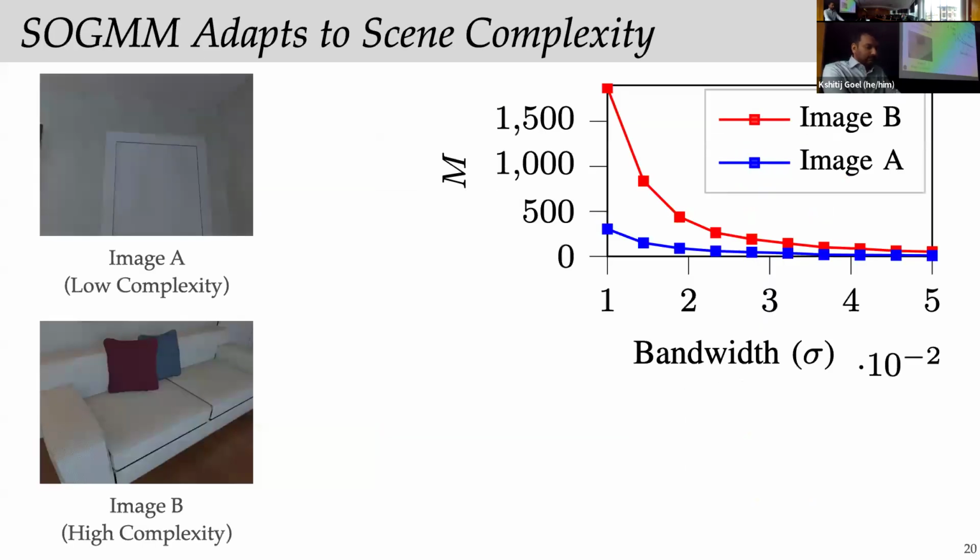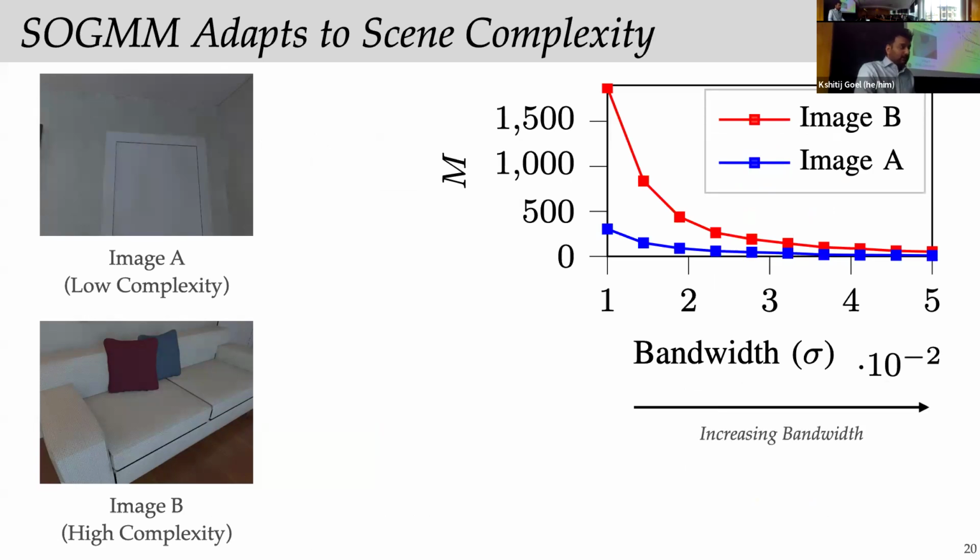Let's see how this works. On the left, we see 2 images, A and B. The variation in depth and intensity data in image A is relatively lower than image B. So we expect the method to yield higher number of components for image B compared to image A. That is what we observe in practice.